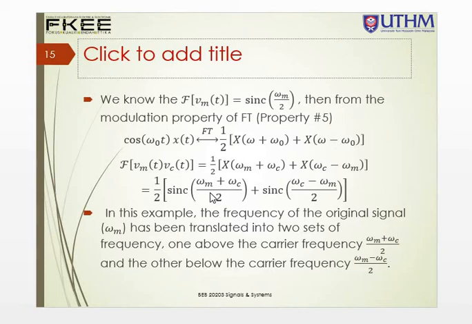So here we have two sets of frequency: the upper carrier frequency and the lower carrier frequency. The upper is (ωm + ωc) over 2, and the lower is (ωm − ωc) over 2. Okay, so this formula we can use to solve example 3.